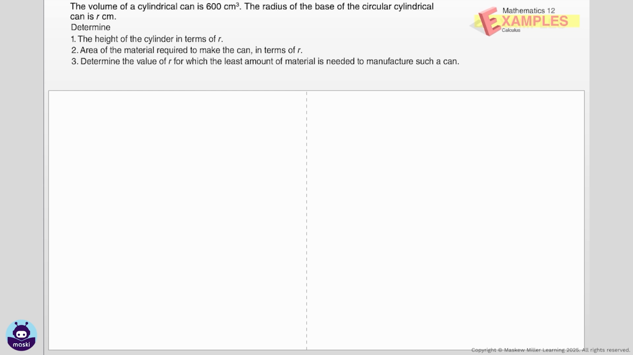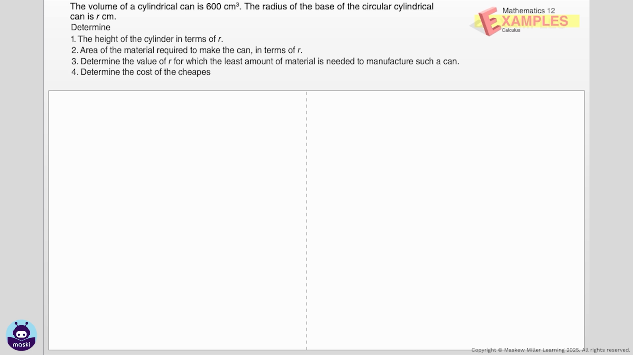Optimization. The volume of a cylindrical can is 600 centimeter cube. The radius of the base of the circular cylindrical can is r centimeter. Determine the height of the cylinder in terms of r, area of the material required to make the can in terms of r.